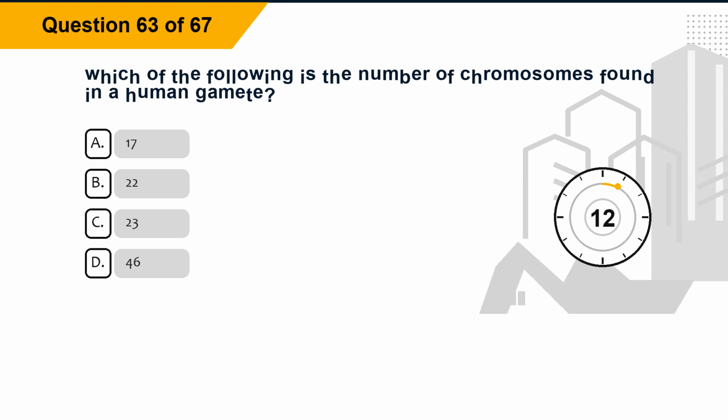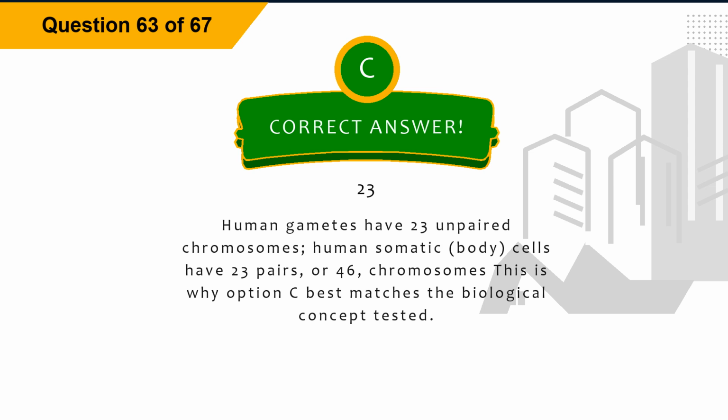Question 63. Which of the following is the number of chromosomes found in a human gamete? Option A, 17. Option B, 22. Option C, 23. Option D, 46. The correct answer is option C, 23.